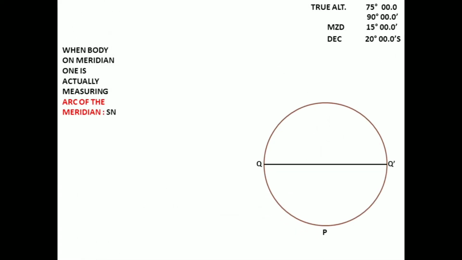So this is just a diagram on the observer's meridian. Let's say the observer is here, because we know that this is on the south latitude. The body has declination south. And so when we are measuring the altitude, we measure it along this up to the rational horizon. So when the body was on the meridian, what you have actually done is you have measured the arc of the meridian, and the arc of the meridian is always either latitude or d-lat.